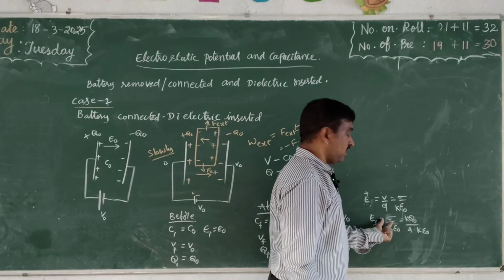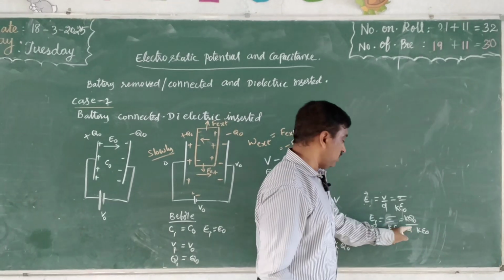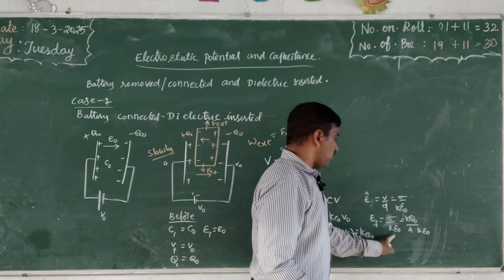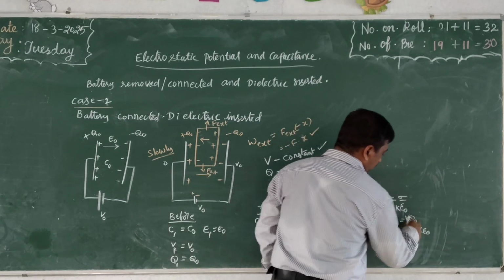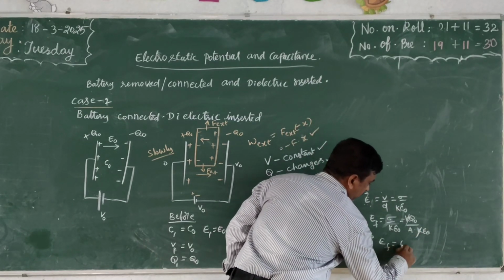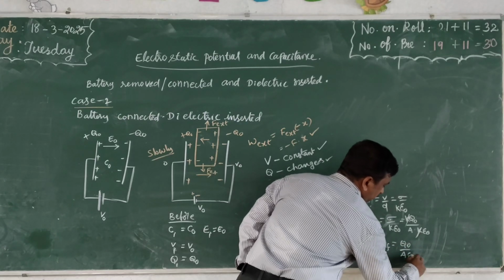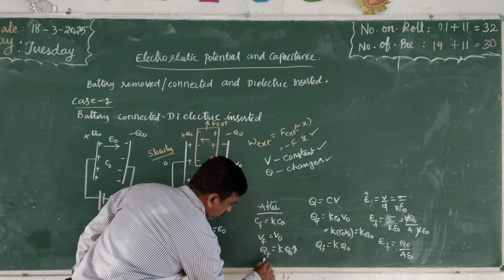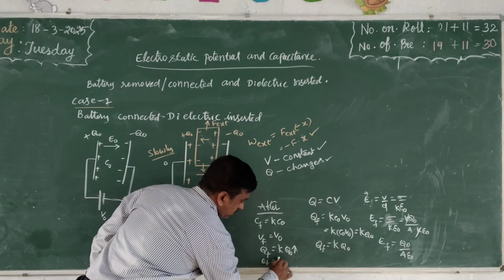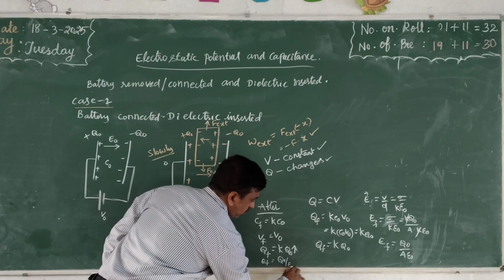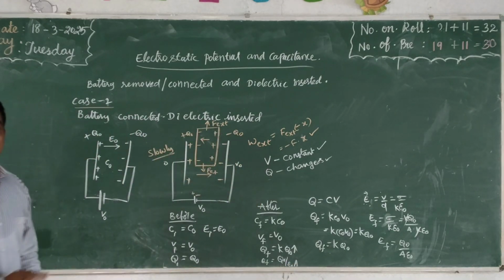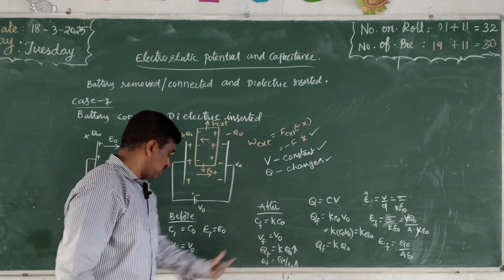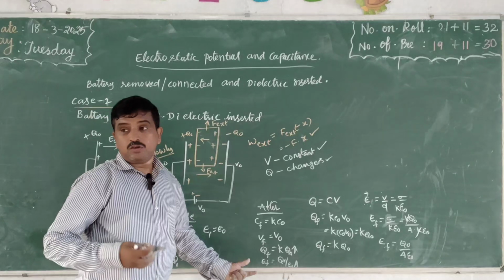Sigma is the surface charge density, charge per unit area. What is the charge here? K Q naught, since with the dielectric inserted, charge increases K times, divided by A. And the permittivity is K epsilon naught, so K and K cancel. What we get is that the final electric field is Q naught by epsilon naught A. So the electric field also does not change. Capacitance increases K times, potential is the same, charge increases K times, but the electric field does not change.